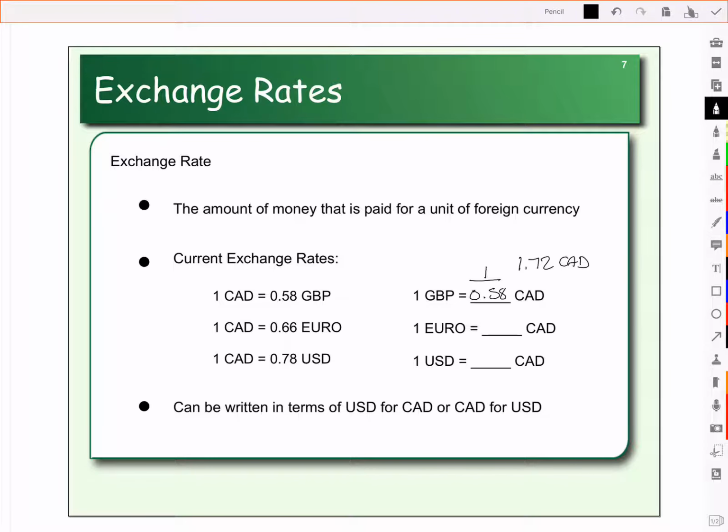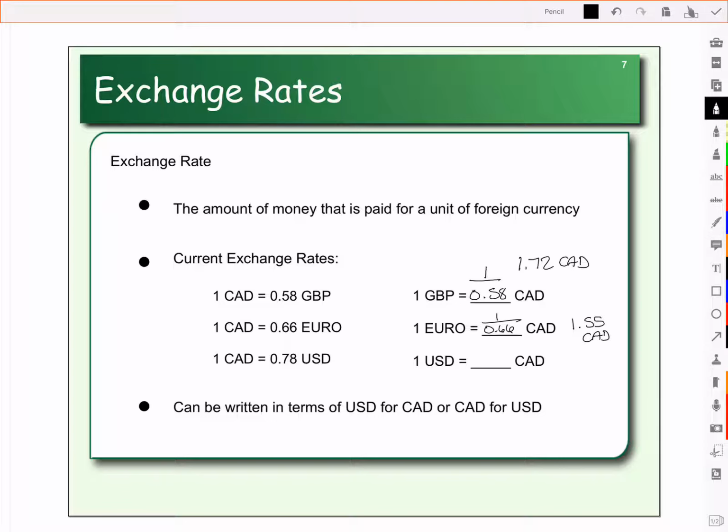Okay. Well, 1 Canadian dollar will buy you 0.66 of a euro. So let's say you have a euro and you're coming to Canada. How far will your euro go in Canadian dollars? To find this, we do 1 divided by 0.66. And we find that 1 euro is worth 1.55 Canadian dollars.